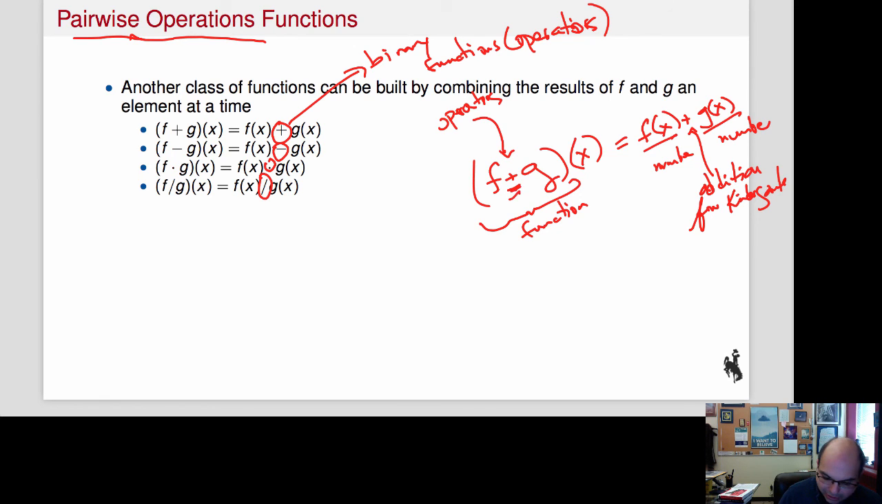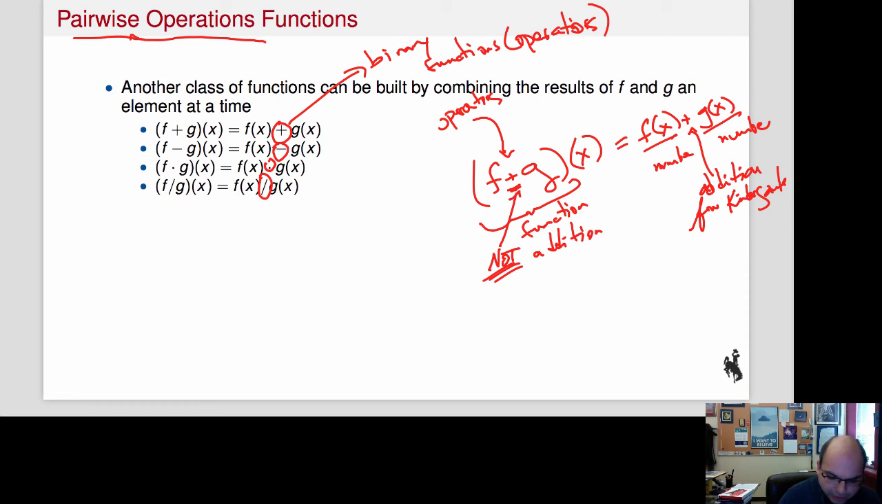This plus in f plus g is not the addition operator. That is simply a name, right? I'm just telling you what the function f plus g is. Because I can't actually add the functions, I can't add f and I can't add g. They're sets. They don't have addition.